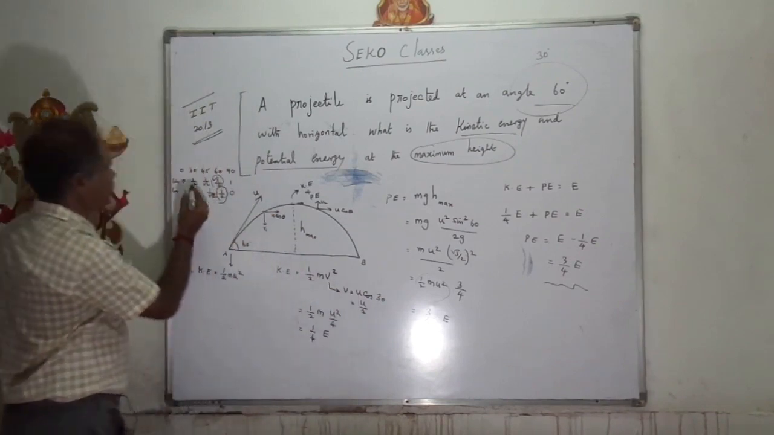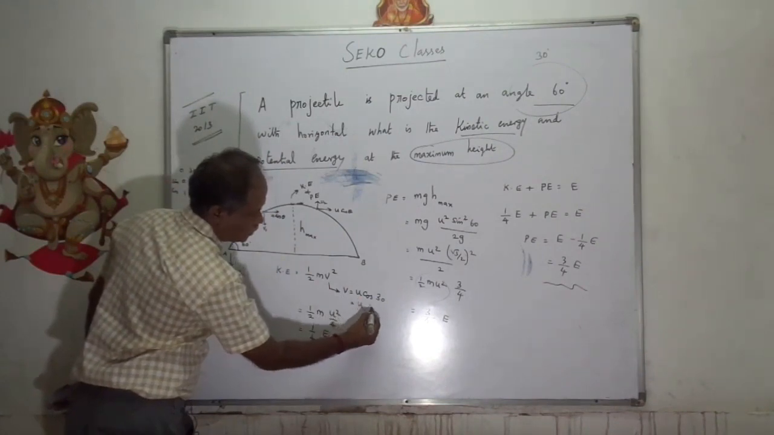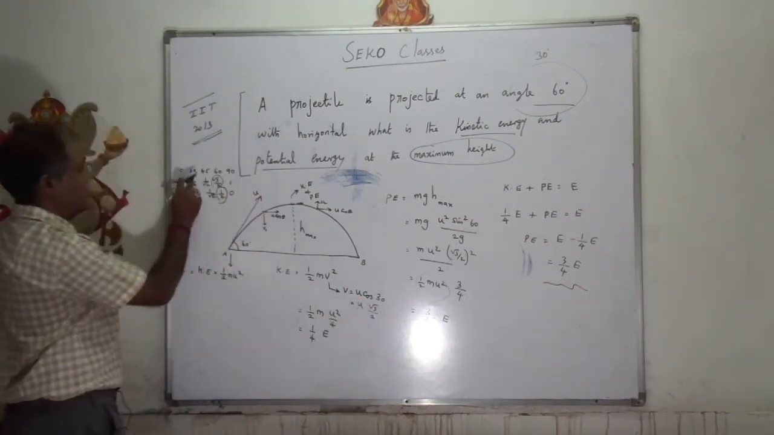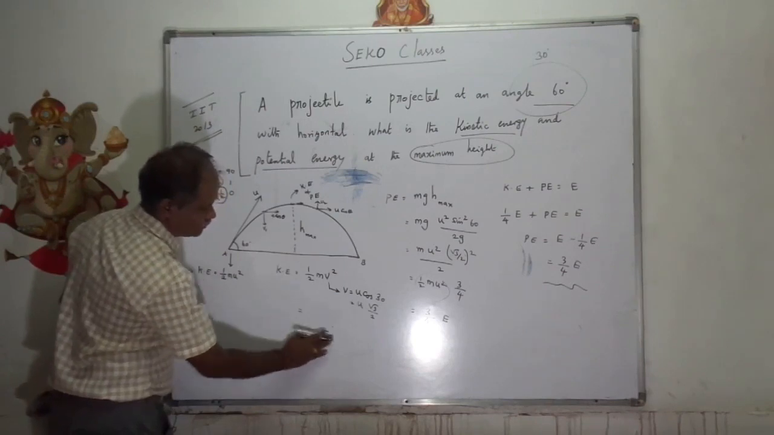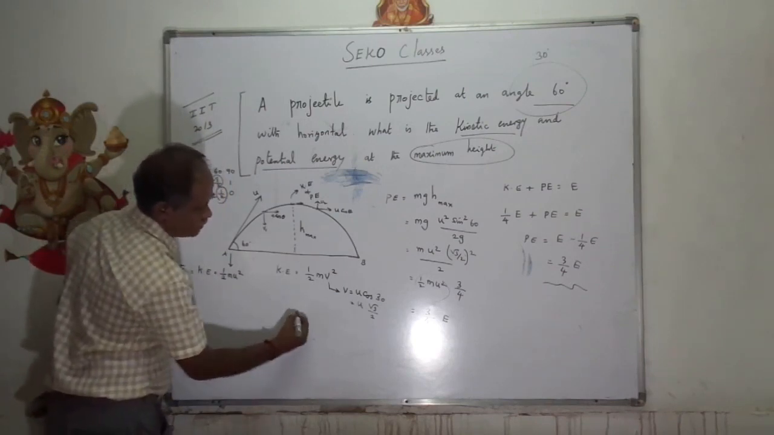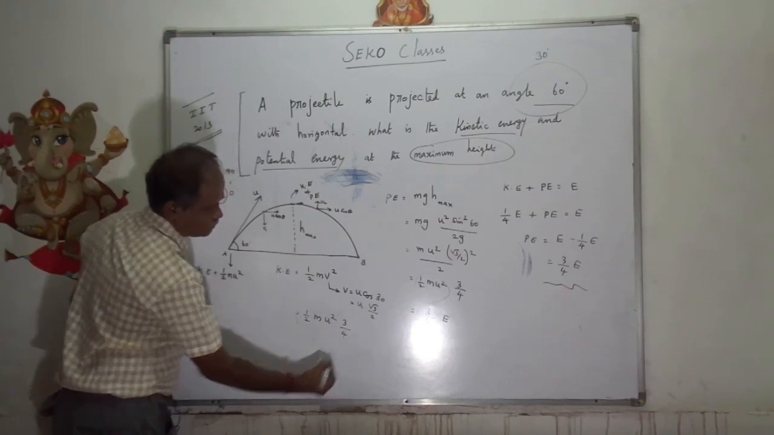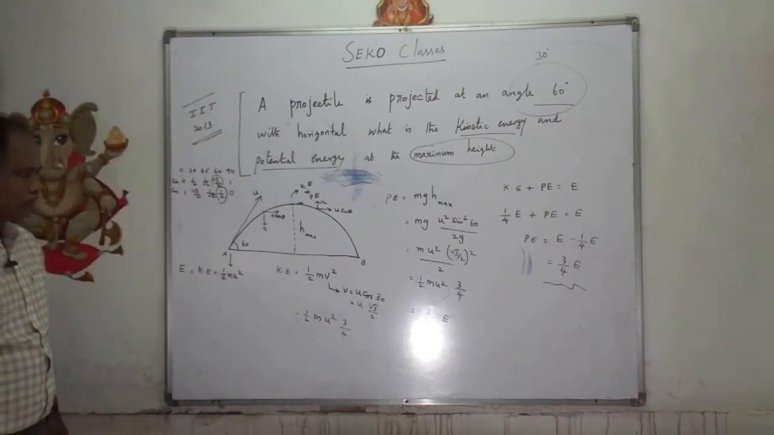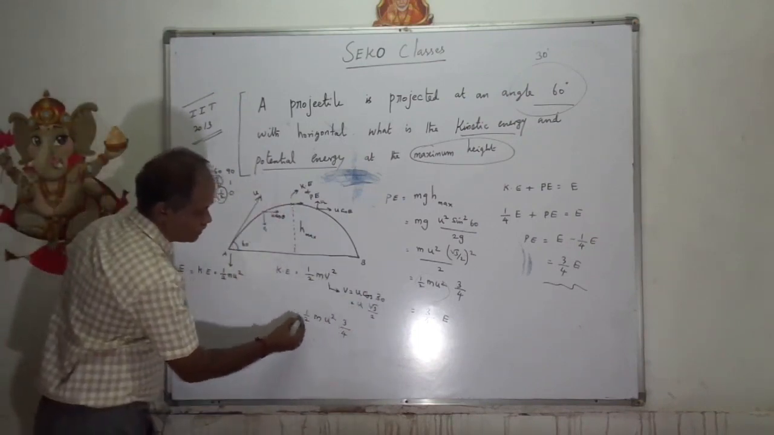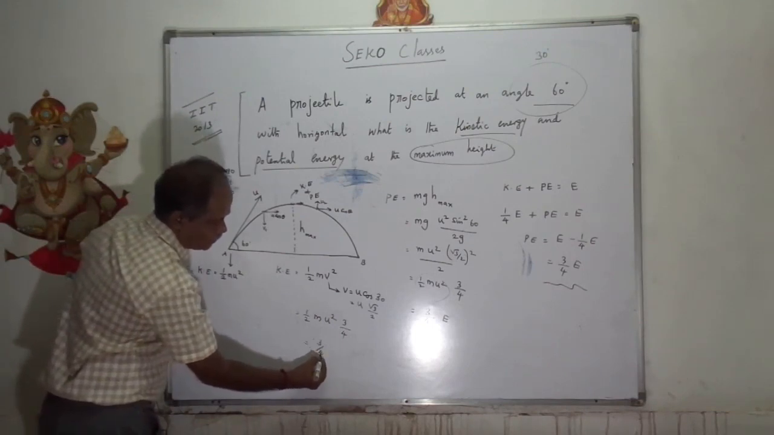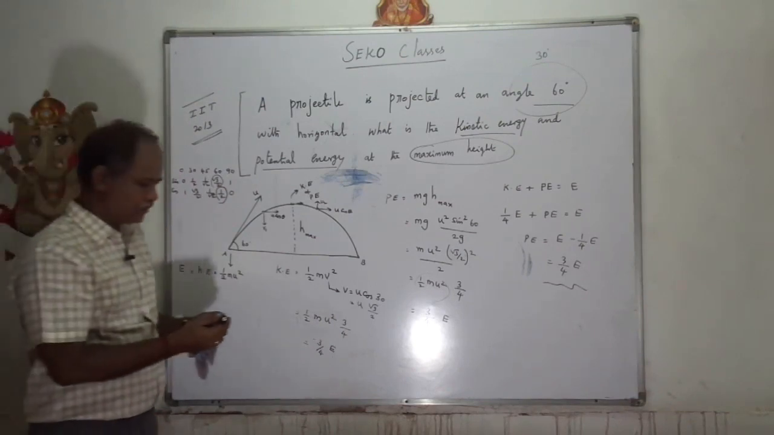Cos 30 is what? Cos 30 is root 3 by 2, that is u root 3 by 2. Here, we just change this value. 1 by 2 m v square, that is u square 3 by 4. That's the kinetic energy at that particular maximum point. Since the angle is changed, that's 3 by 4 of the total energy.